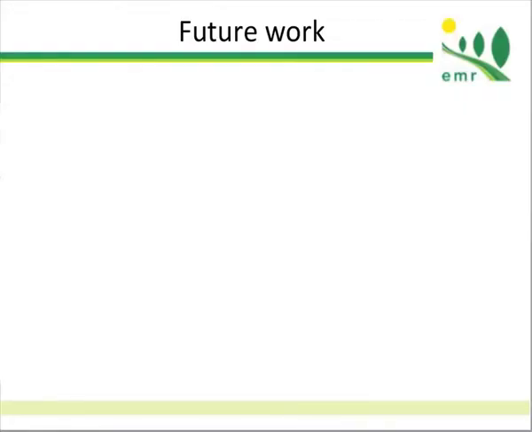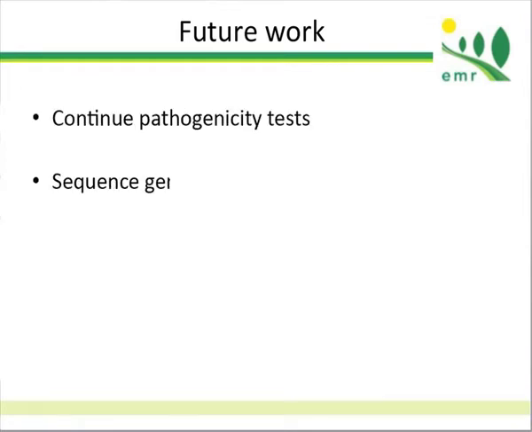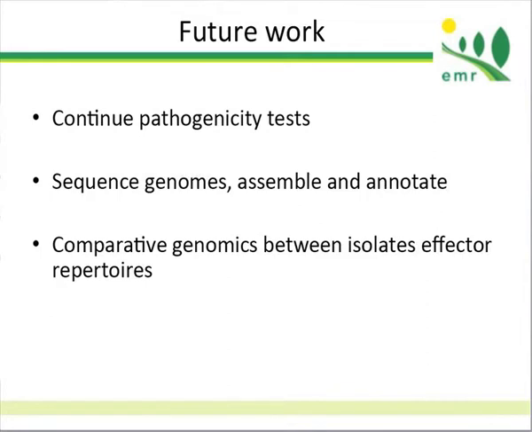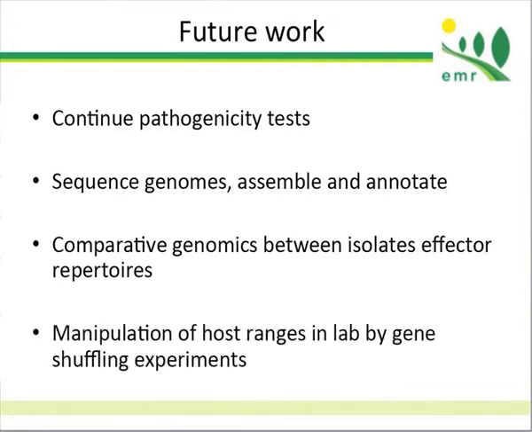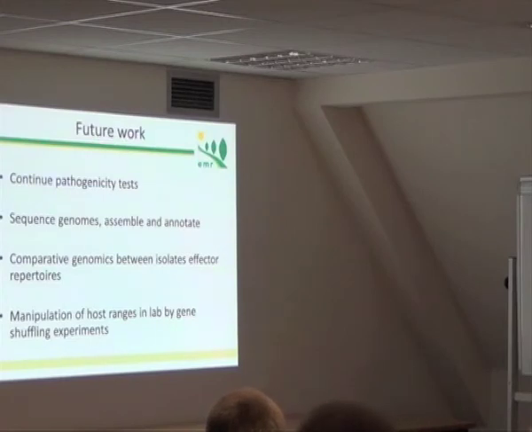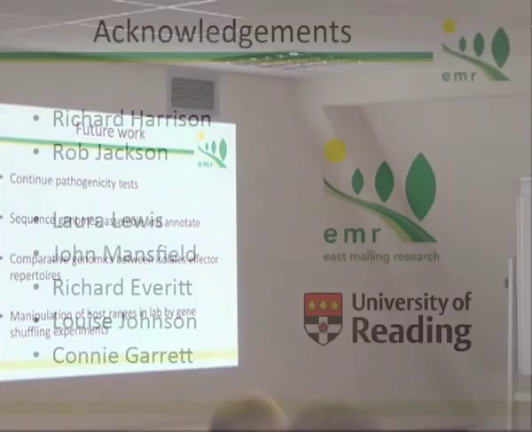So for my future work, I will continue the pathogenicity tests, sequence the genomes of my isolates, assemble them and begin annotating them. I will then use comparative genomics between my isolates to try and find effectors involved in host specificity. And then when I have candidate effectors, I will be able to try and manipulate host range within the lab by transferring these candidate effectors into different strains to try and perform a host jump.